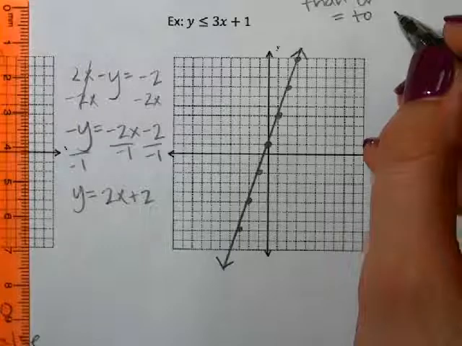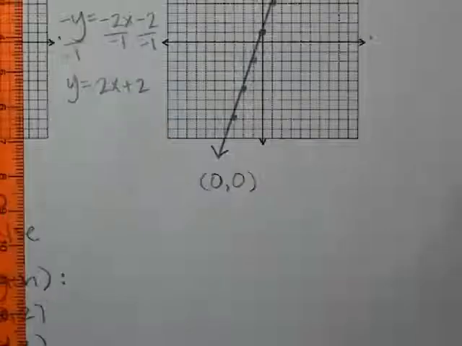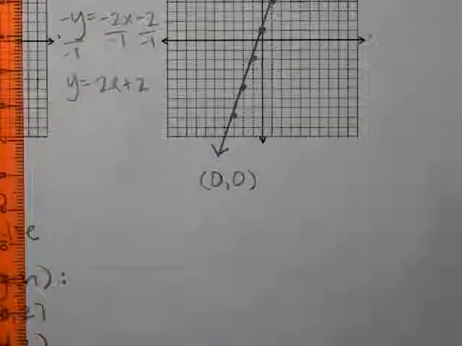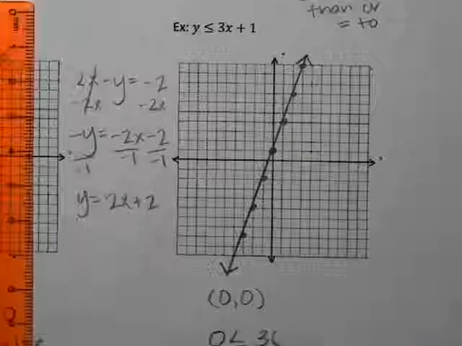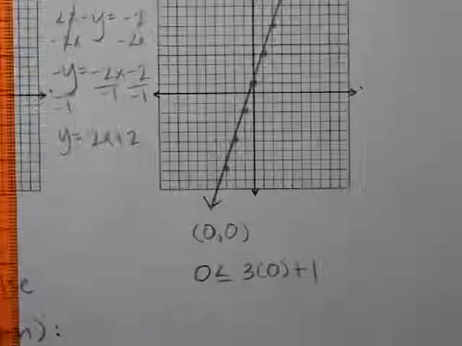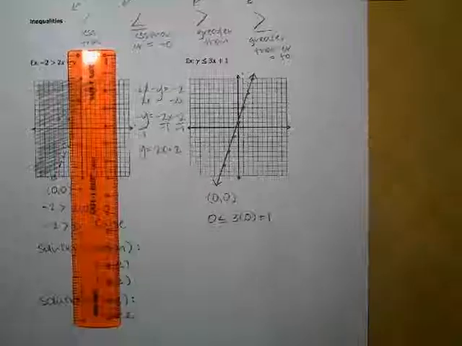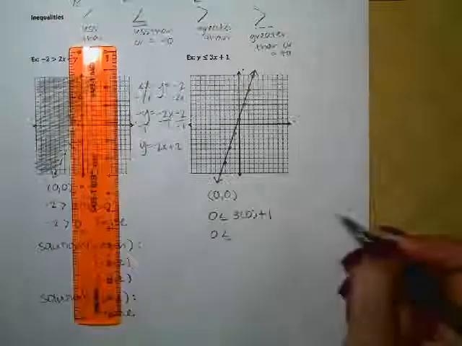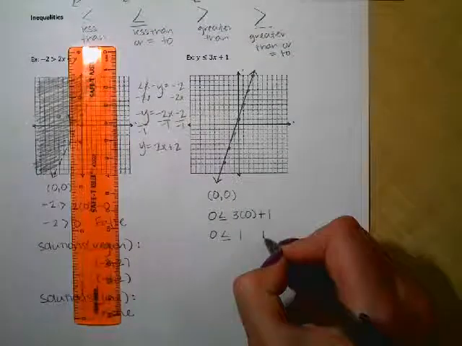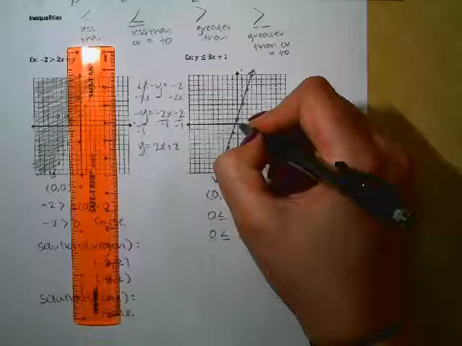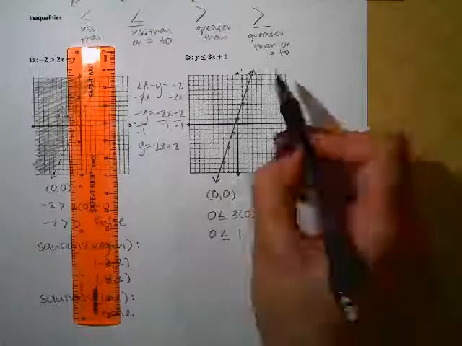Okay, so then we're going to take the point 0, 0, and what are we going to do? We're going to plug it in. So plug in 0 for y and 0 for x. All right, and we get 0 is less than or equal to 1, which is correct. That is true. And the point 0, 0 is right here. That's on the right side of the line, so where should we shade? On the right side.